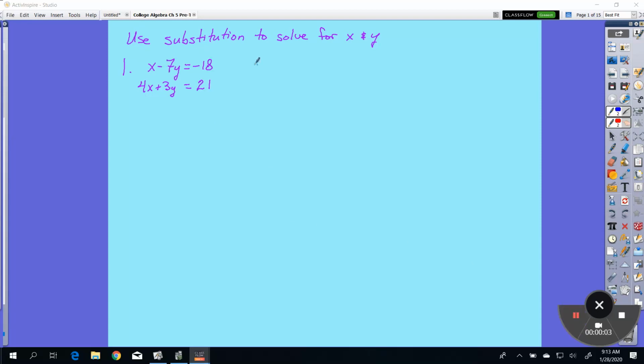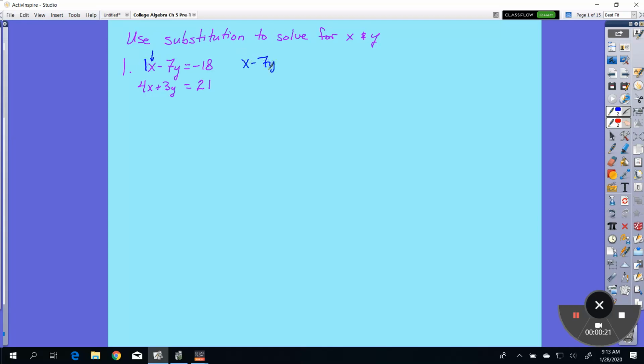So this first one, you're supposed to use substitution. So I see that this has a coefficient of 1, so I want to solve for that x. Everything else has a coefficient of like 7, 3, 4, so that'll make it harder. So if you have that opportunity, find one that has a coefficient of 1, it makes it easier.